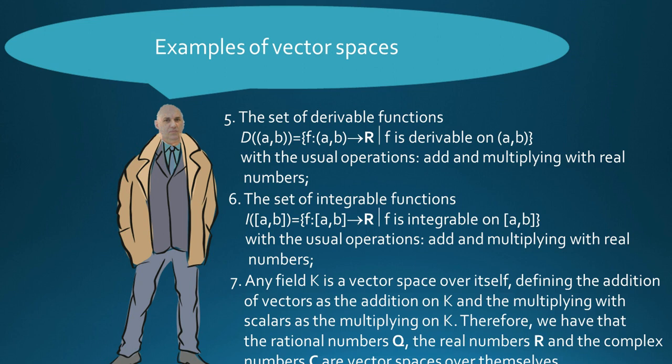7. Any field K is a vector space over itself, defining the addition of vectors as the addition on K and the multiplying with scalars as the multiplying on K. Therefore, we have that the rational numbers Q, the real numbers R, and the complex numbers C are vector spaces over themselves.